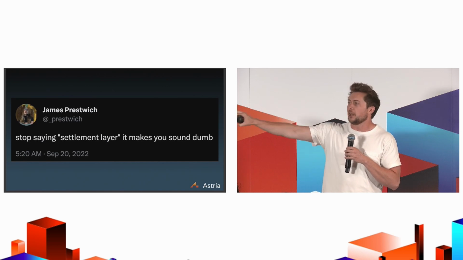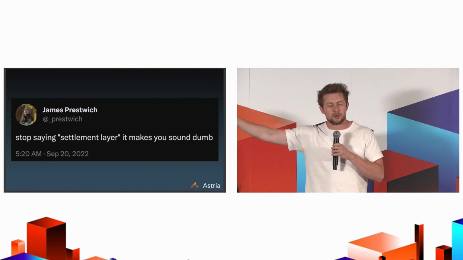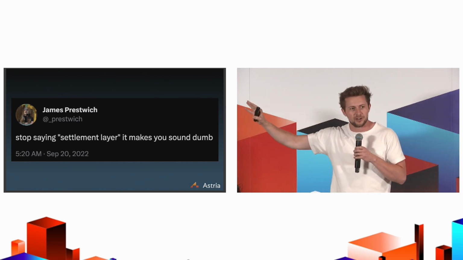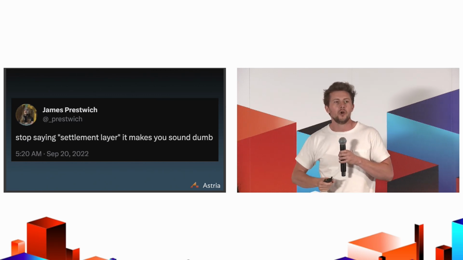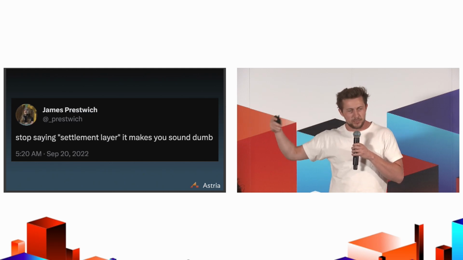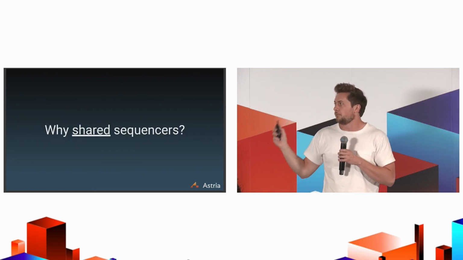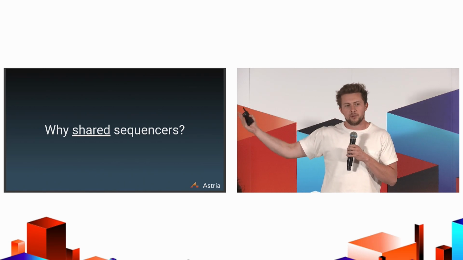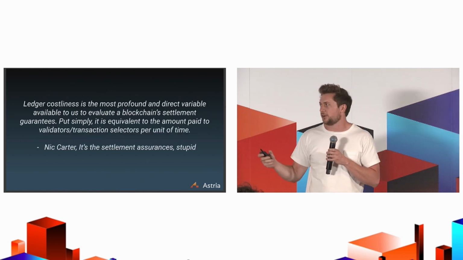And then if we think, okay, is this a settlement layer? We have this quote from James Presswood. We actually pin this in our marketing channel in Slack. This is one of the things that was influential in moving from we're building a settlement layer to we're building a shared sequencer. The term settlement layer is very busy, muddy, and confusing, so we're not going to use that. But why shared sequencers? Come back to this question. Why would we want a shared sequencer?